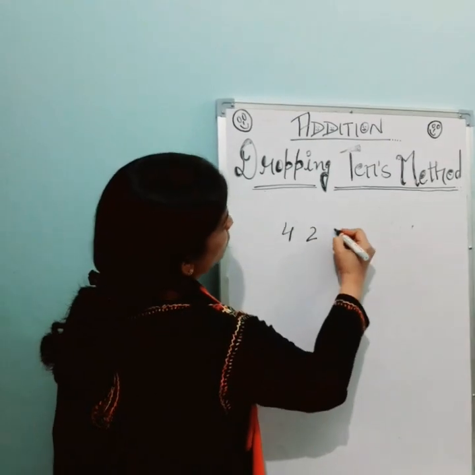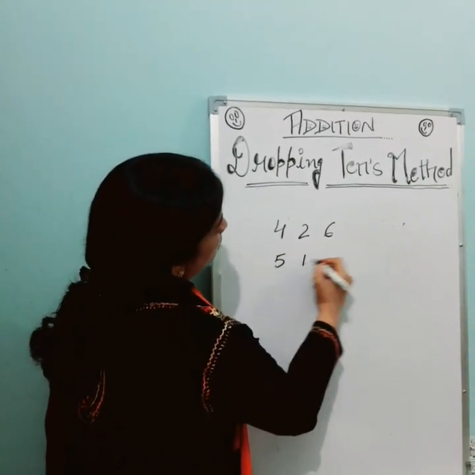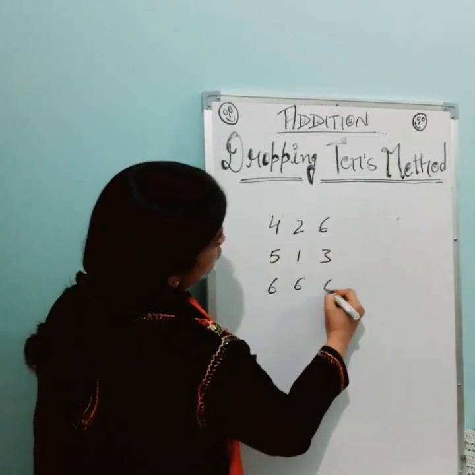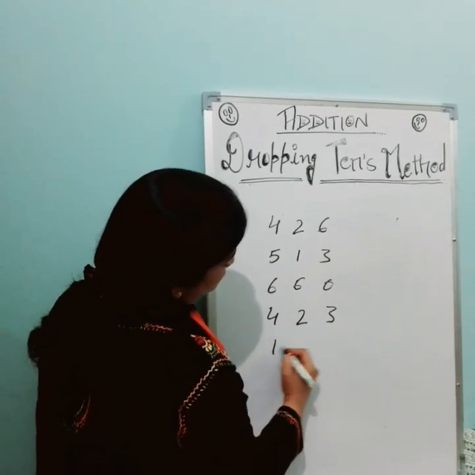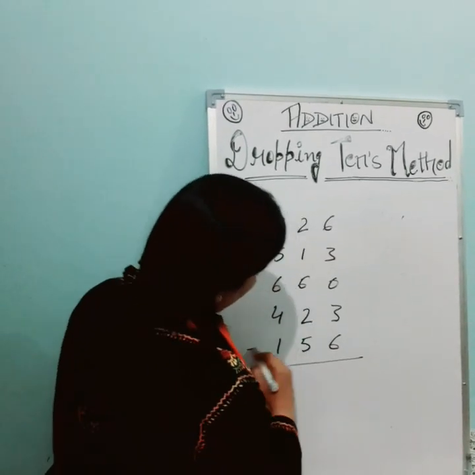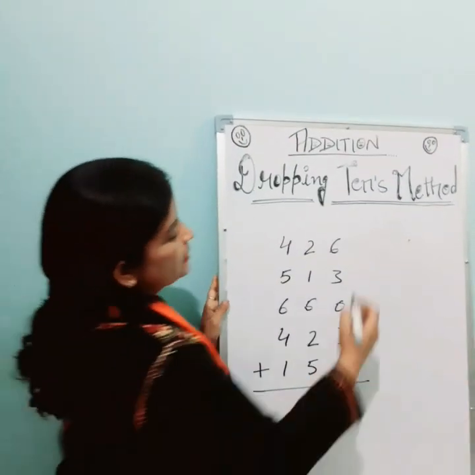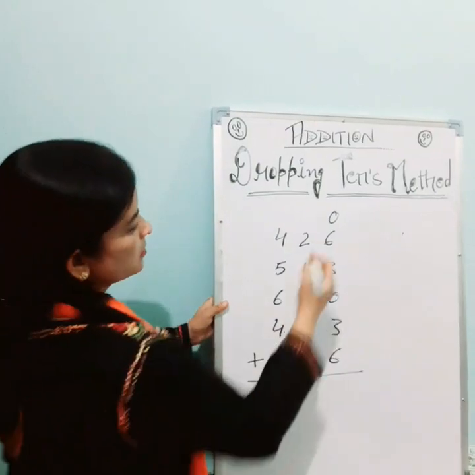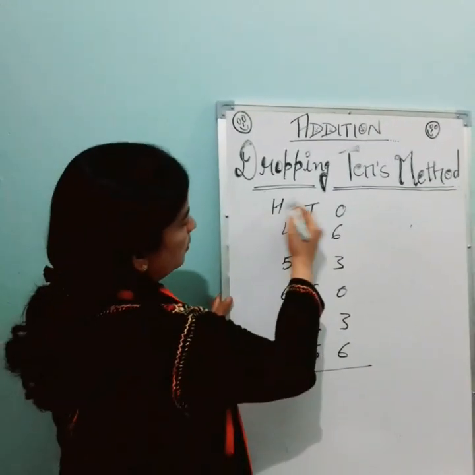4, 2, 6, 5, 1, 3, 6, 6, 0, 4, 2, 3, 1, 5, 6. We want to add these numbers. First of all, we will start from the right side. It means we will start from the ones place, after that the tens place, and then the hundreds place.